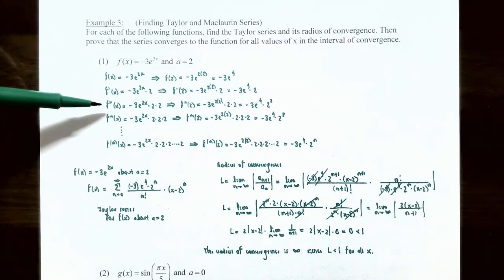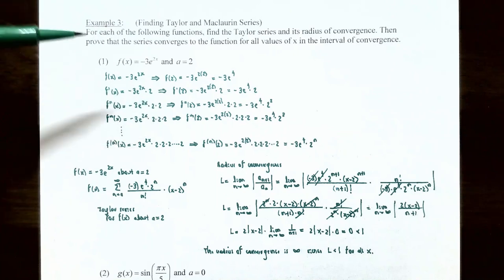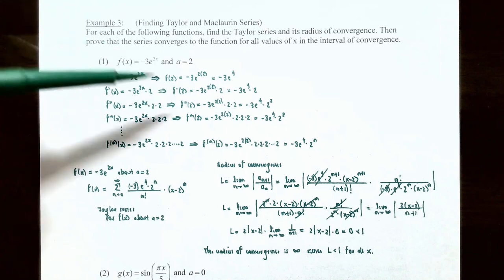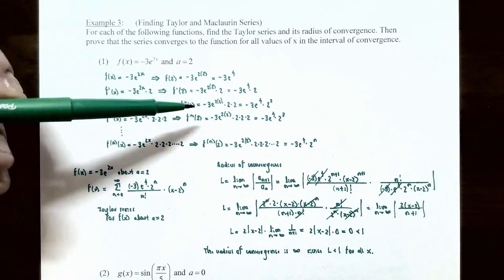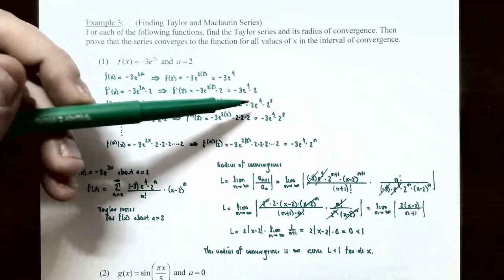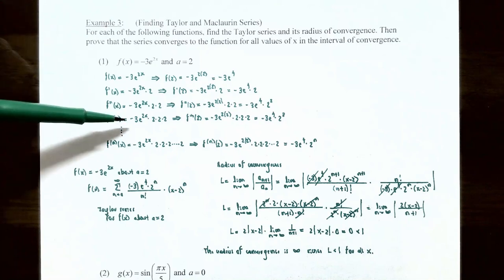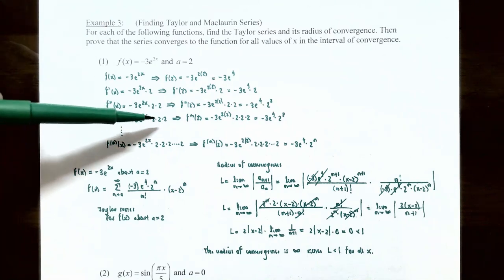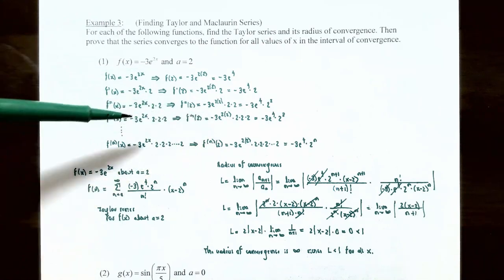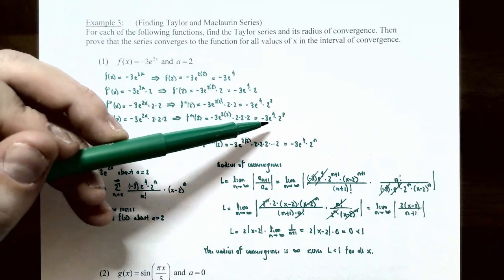f double prime of x is equal to negative 3 times e to the 2x times 2 times 2. Again, the derivative of the exponent is 2, so you have another factor of 2. If you evaluate the second derivative at 2, you'll have negative 3 times e to the 2 times 2 exponent times 2 times 2. So that's negative 3 e to the 4th power times 2 squared. f triple prime of x will be negative 3 e to the 2x times 2 times 2 times 2. And when the third derivative is evaluated at 2, you'll have negative 3 times e to the 2 times 2 exponent times 2 times 2 times 2. That's really negative 3 times e to the 4th times 2 cubed.